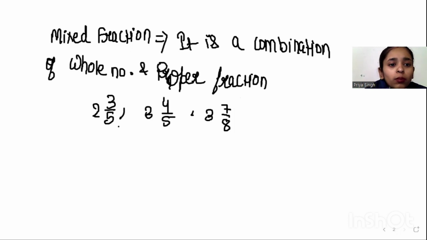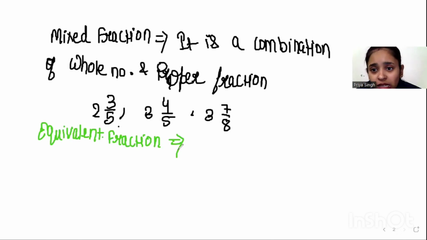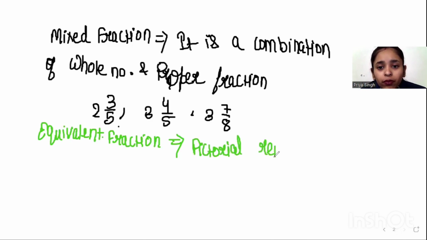Now we will learn about the next fraction, everyone, which is equivalent fraction. Basically, what happens in equivalent fraction? When you are representing a fraction whose pictorial representation is the same, then we call it an equivalent fraction. The pictorial representation needs to be the same.